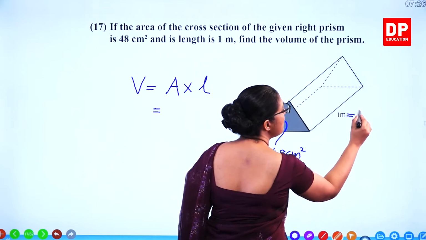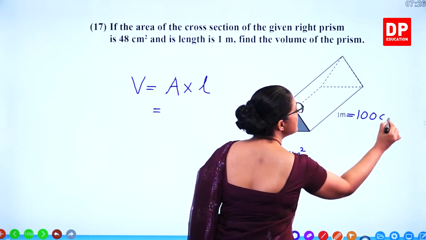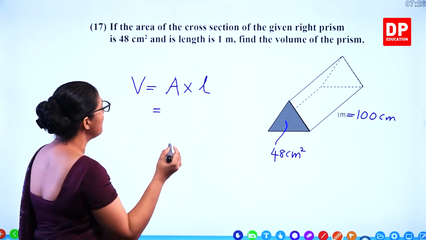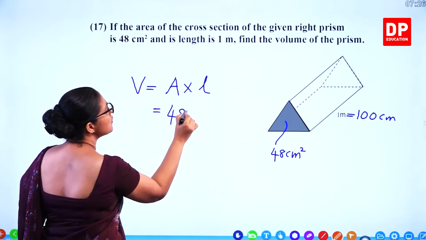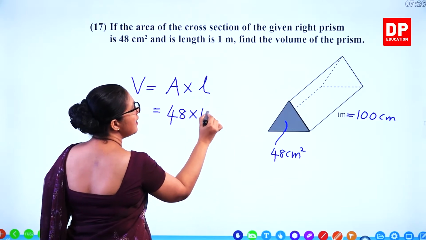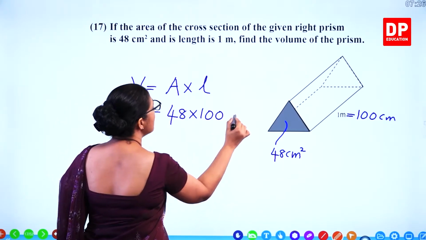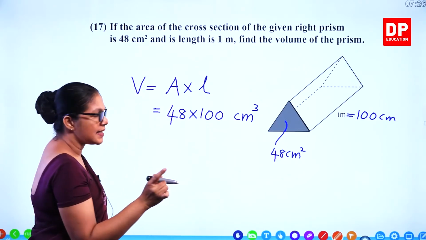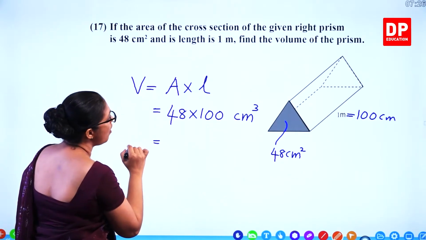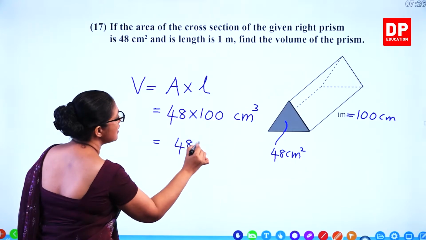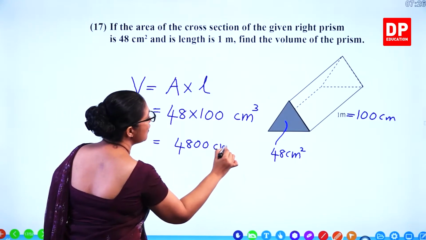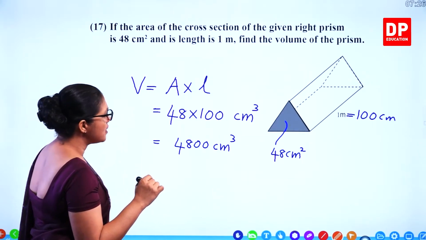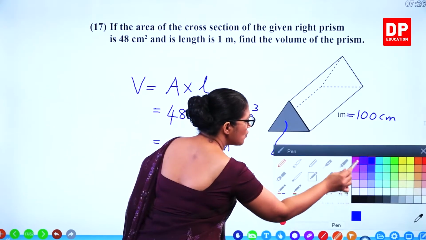So 1 meter means 100 centimeters. Now we can find the volume. The cross-sectional area is 48 and the length is 100, so the volume you get in cubic centimeters. 48 into 100, 4,800 cubic centimeters is the volume of the prism. 2 marks for that.